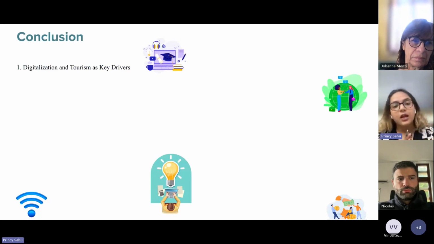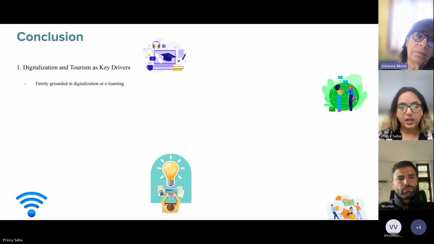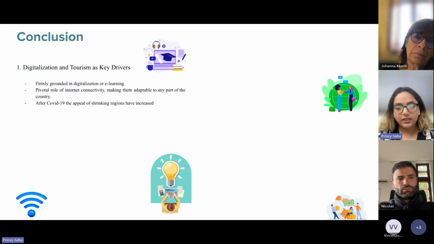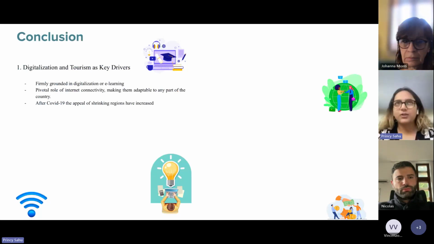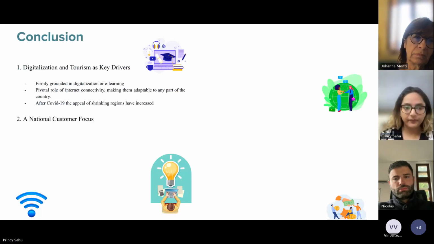So, the first conclusion that was drawn was that most of the startups in the Irpinia region were mainly based on digitalization and tourism. Some of them were also based on e-learning. And the most important thing for all startups or the entrepreneurship was internet connectivity. So they are adaptable in any part of the country. They just need a good internet connection. Also, one of the things that was appealing for the entrepreneurial community is the fact that people want to live in the shrinking regions, or I would say rural areas, because they want to be connected to nature, especially after COVID-19.